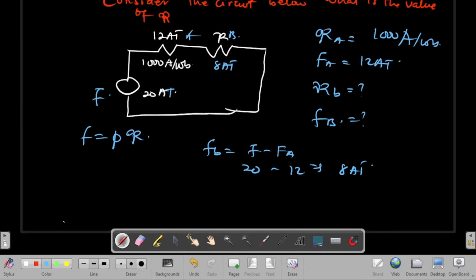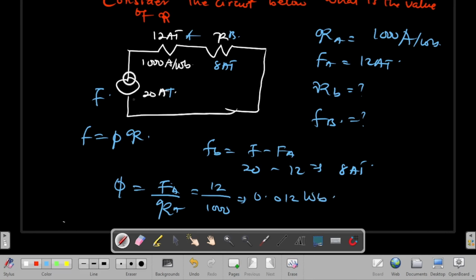So using the magnetic Ohm's law, which I have here, I'll have my flux equal to my F over my reluctance for A. So FA over RA, which I know. So it is 12 over what? 1000. And that is giving me 0.012 Weber. So the same 0.012 Weber passes through this section. Therefore, it is the same for everything.